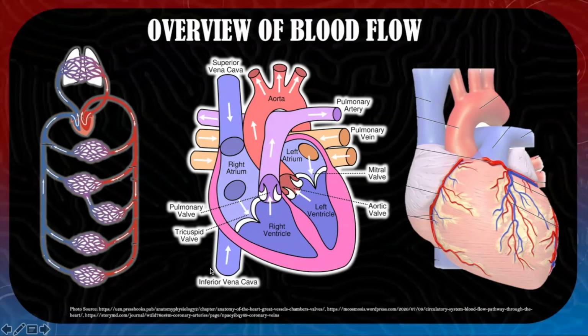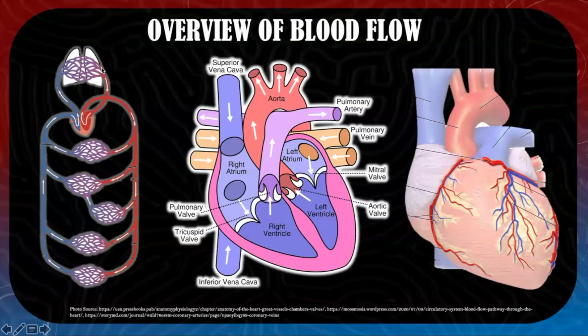So starting at the inferior and superior vena cava, oxygen-poor blood travels from the body into the right atrium through these veins. And then from the right atrium, it travels through the tricuspid valve into the right ventricle. And then from there, it travels up through the pulmonary valve into the pulmonary trunk, out through the pulmonary arteries, and then it gets sent to the lungs.